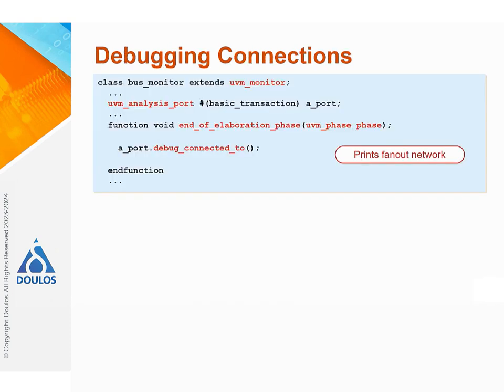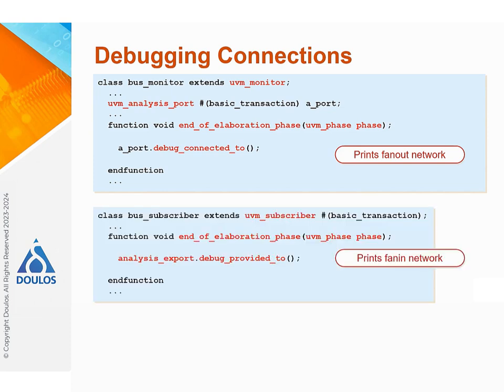If the topology isn't enough to debug your TLM connections, you can also use the method shown here, debug_connected_to, on your TLM ports, and you can print out what the fan-out network is to see where things are being connected to, as well as you can use this one here, debug_provided_to, to see what is fanning into your particular TLM port. Let's take a look on the next slide at an actual example of using these methods.